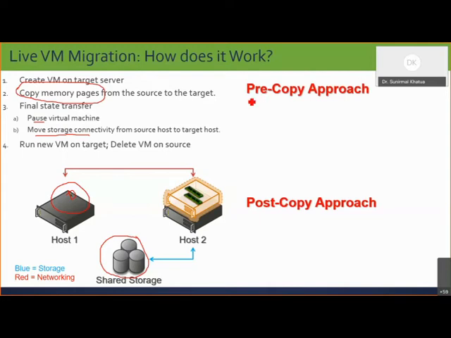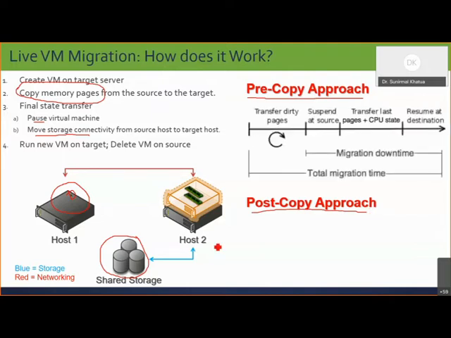For that, there are two approaches. The first one is called the pre-copy approach, and the second one is called the post-copy approach. In case of the pre-copy approach, once you decide to migrate, we mark all the memory pages in the source as dirty pages, and we start transferring them. But while we are copying the pages, the execution still continues on host one. So if a dirty page is copied, it is marked as clean. And if the execution again writes to the same page, it again becomes dirty.